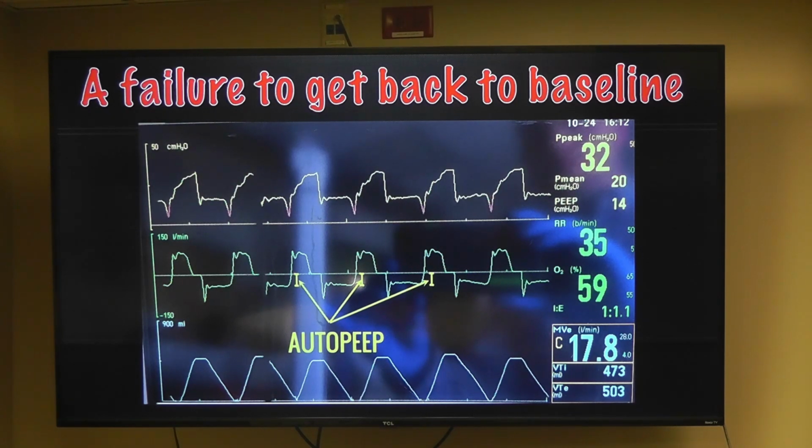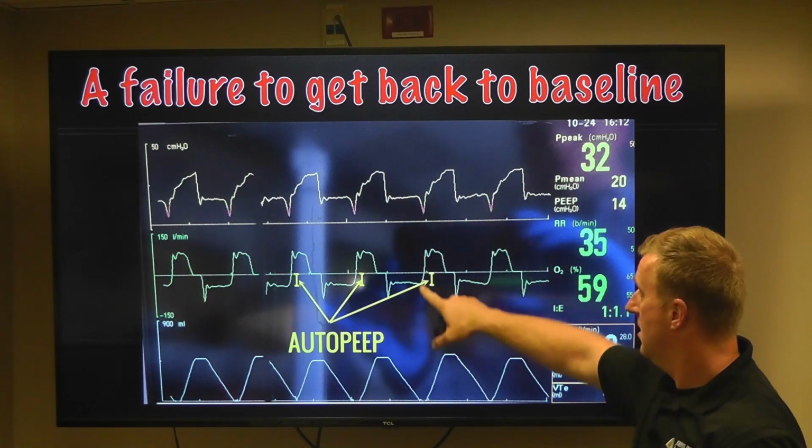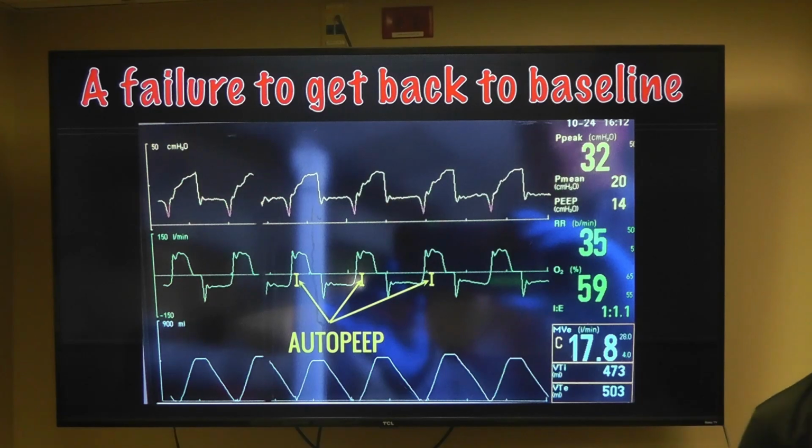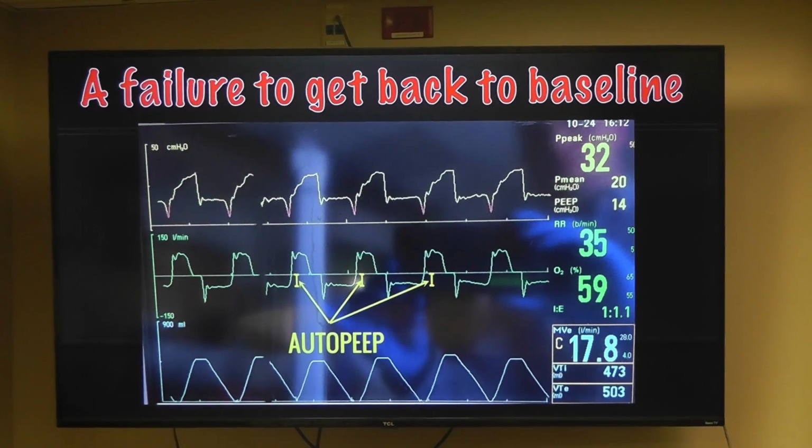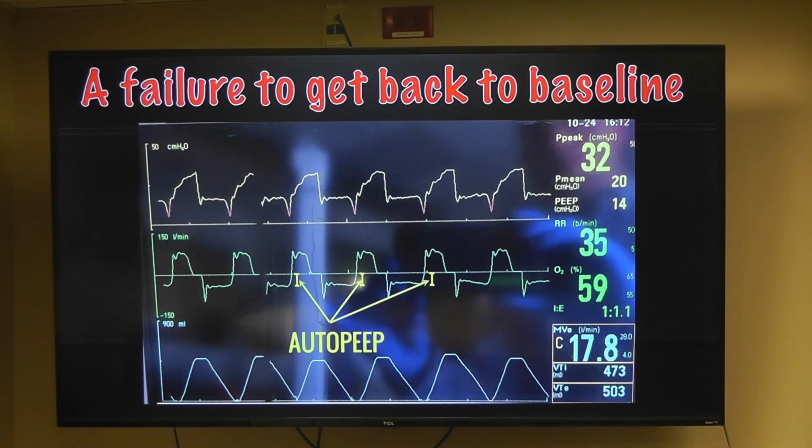And that's where that auto PEEP's coming from. That next breath is starting before we're fully exhaled. Okay? We're trying to avoid this. At all costs, we want to avoid auto PEEP because it's going to increase intrathoracic pressure. It's going to decrease hemodynamics, and it's going to cause you not to be able to clear CO2.